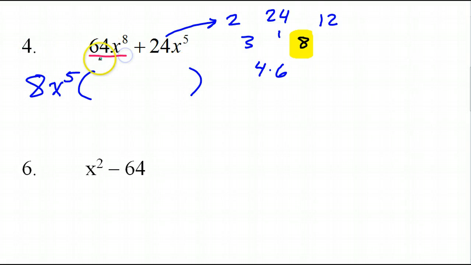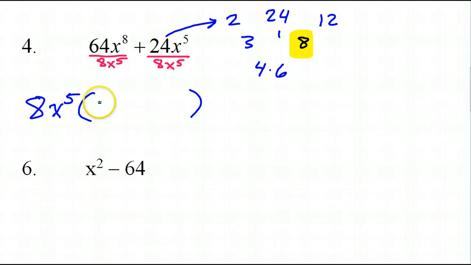Understand that you will be dividing by that GCF to see what goes inside the parentheses. 64 divided by 8 is 8. These 5 x's will cancel out 5 of these x's and leave 3 x's behind. I see the plus sign there. Now 24 divided by 8 is 3. And these 5 x's will cancel each other out. So this is the answer.